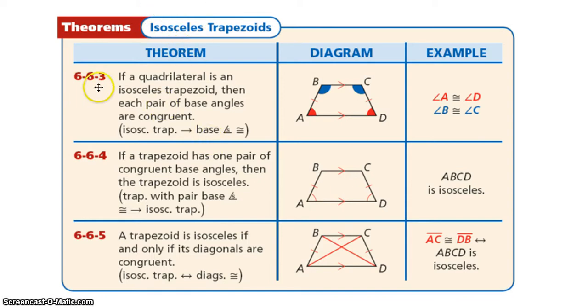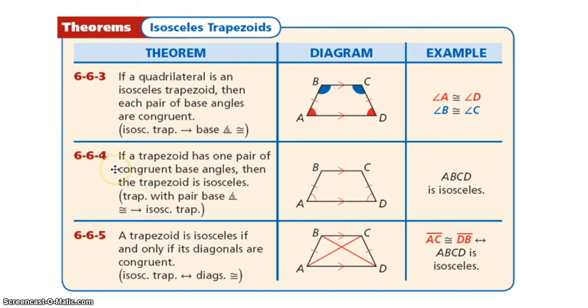Theorem 6.6.3. If a quadrilateral is an isosceles trapezoid, then each pair of base angles are congruent. Angle A and angle D are congruent, and angle B is congruent to angle C. They must share a base, right?